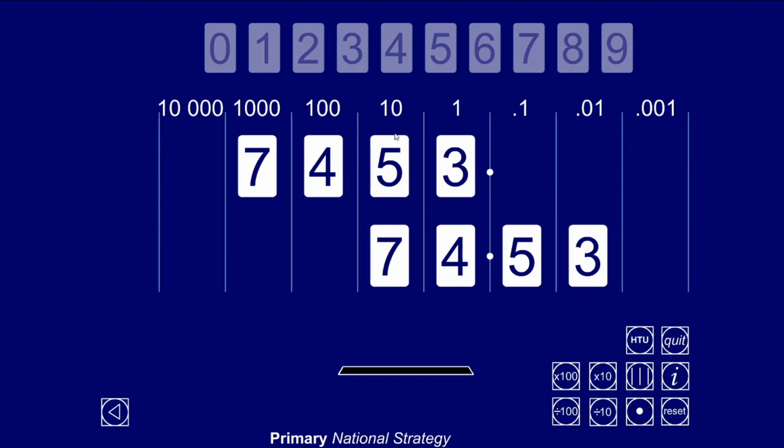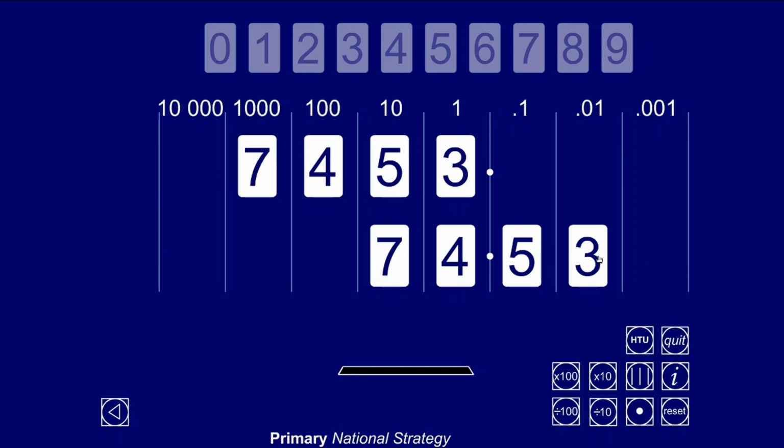The 7 is no longer worth 70, it's worth 7,000. The 4 is worth 400. The 5 tenths is now worth 5 tens or 50, and the 3 hundredths is now worth 3 ones because it's got 100 times bigger. Again, really powerful resource, very, very easy to use, and there's so much questioning and reasoning that you can do just with this resource.